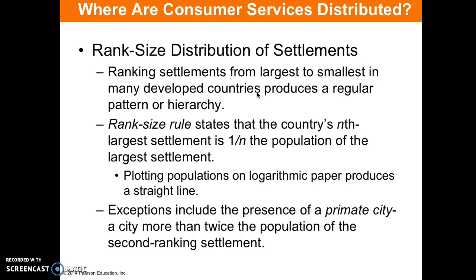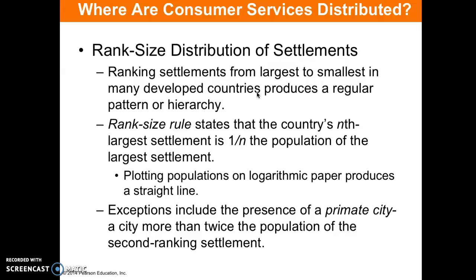So where are we going to locate different services? We need to look at our largest settlements to understand that. And so we have something called the rank size distribution of settlements in the U.S. This ranks settlements from largest to smallest. Most developed countries, but not all, have a regular pattern or hierarchy. The rank size rule states that the country's nth largest settlement is 1/nth the population of the largest settlement. And if you plot the populations on logarithmic paper, it'll make a straight line.